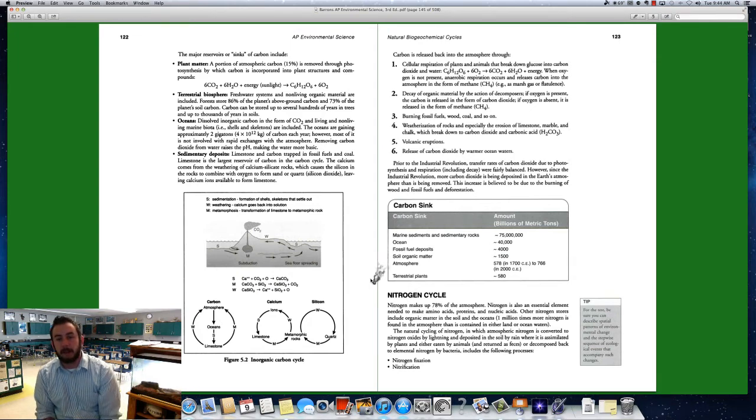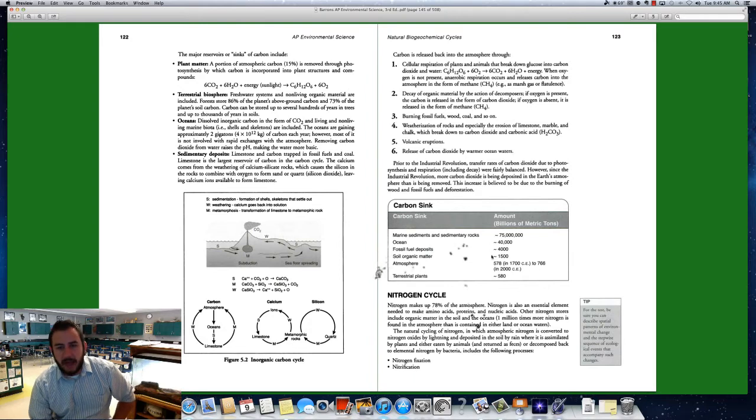Volcanic eruptions also produce some CO2 in the atmosphere, and then there is the release of carbon dioxide by the warming of ocean water as global warming occurs. Colder water holds more gases, and therefore warmer water cannot hold on to that CO2 in its gaseous state and releases it to the atmosphere. So those are our 6 methods of carbon returning to the atmosphere.